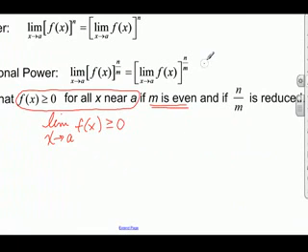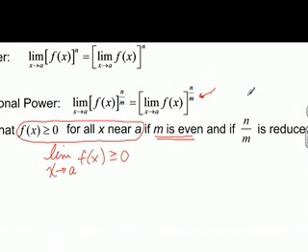It's got to stay positive. Can't have any negatives if m is even. Now look at where m is. m is the denominator of the fraction that is our power, which means we're talking about an nth root. Can you take, say, a square root of a negative number? No. So this fractional power rule, all this extra stuff, is telling us that, and of course our fraction needs to be in reduced form.